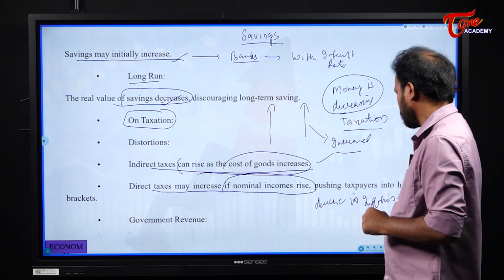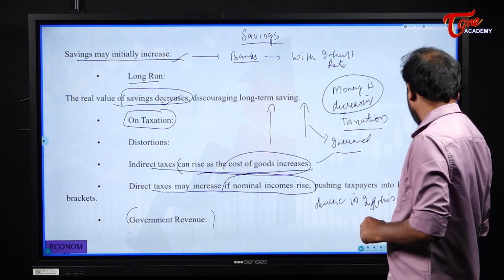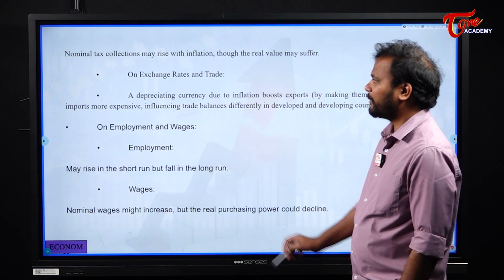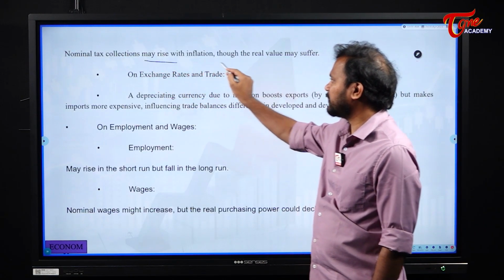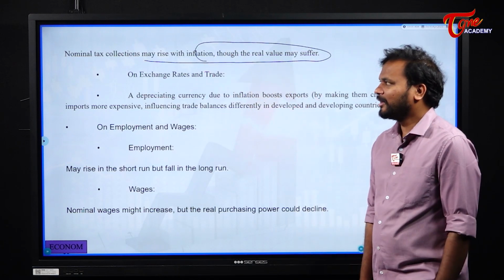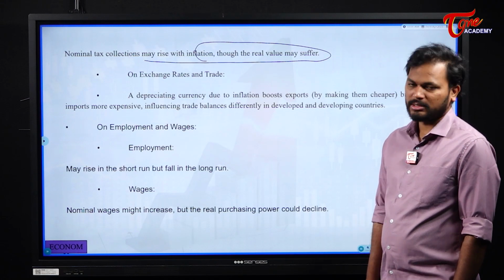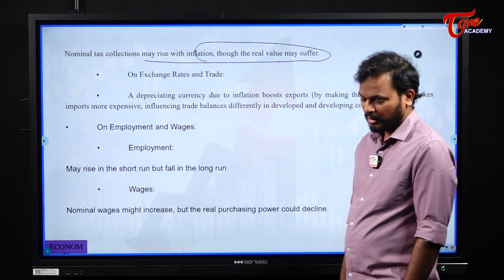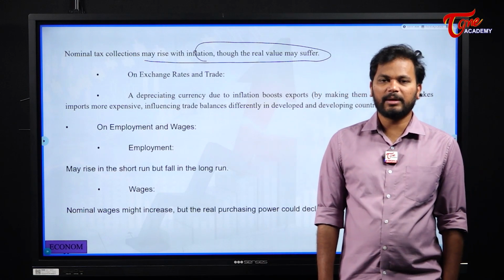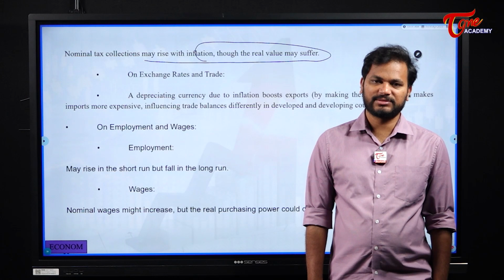Clear? Next, the effect on government revenue. The nominal tax collections may rise with inflation, though the real value may suffer. It means that as inflation is increasing, your wages increase. As your wages increase, the amount of tax that is collected on you will also increase.